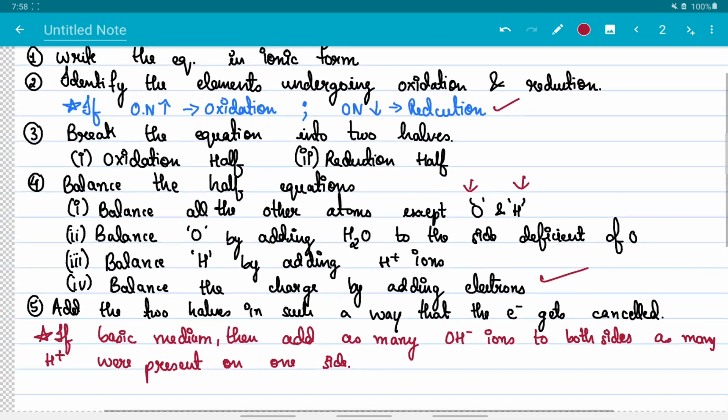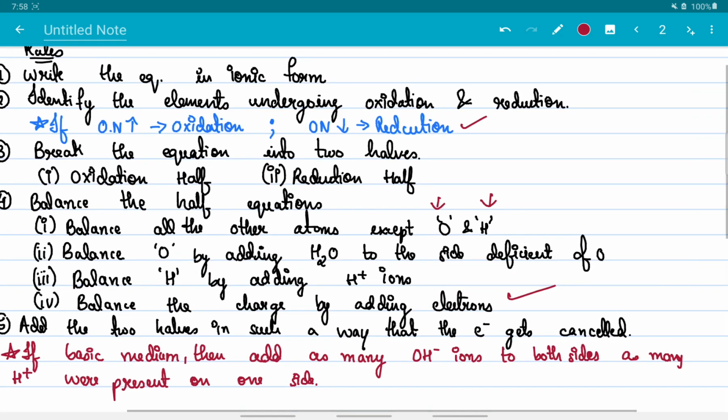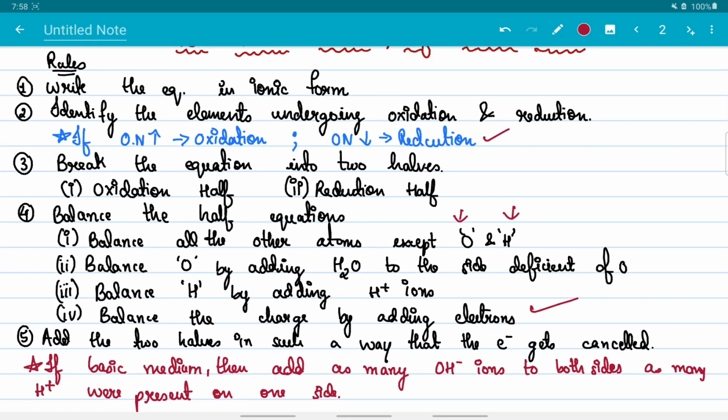Now the next step is for basic medium. Till now, the rules I told you, up to the fifth one, will be applied for acidic as well as basic. It will be mentioned in the question if it is an acidic medium reaction or a basic medium reaction. So if your reaction is in acidic medium, then you have to follow the rules till the fifth rule and your equation will get balanced.